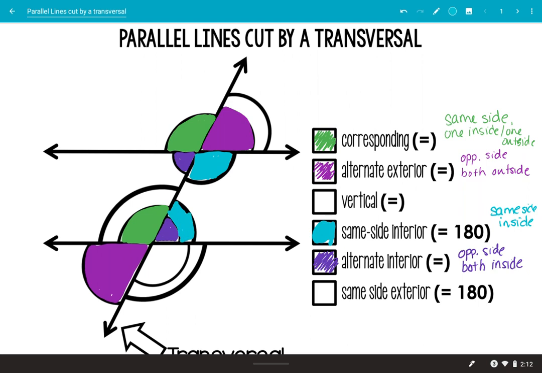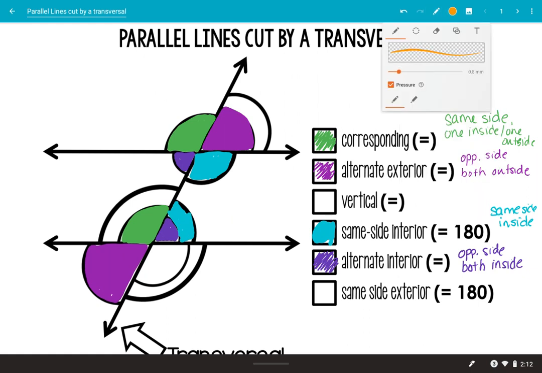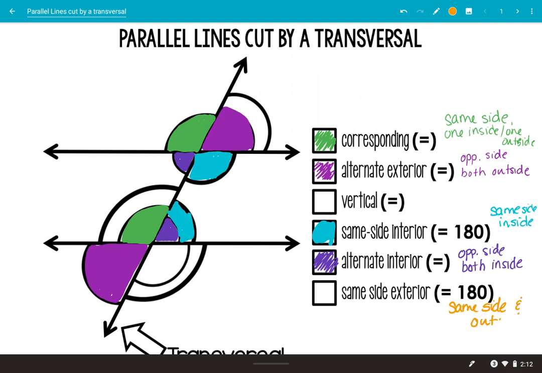Next one I want to do is the same side exterior. So again, same side. So either on the left or right, and outside. So exterior is outside. So we can go this one. Let me make that a little bit bigger, thicker, easier to color. So we're going to do this one, and we'll just do the outside too. So they're both on the outside, both on the same side.